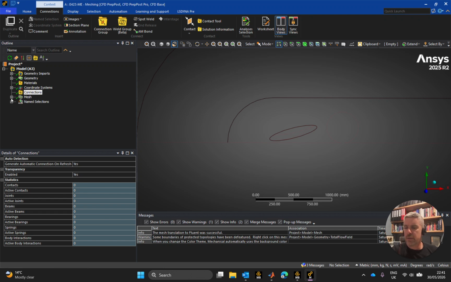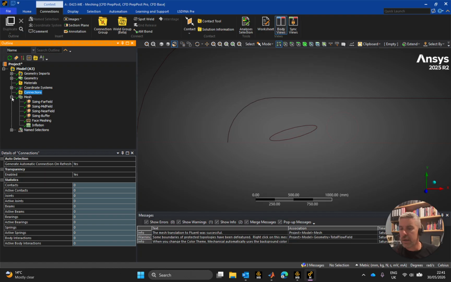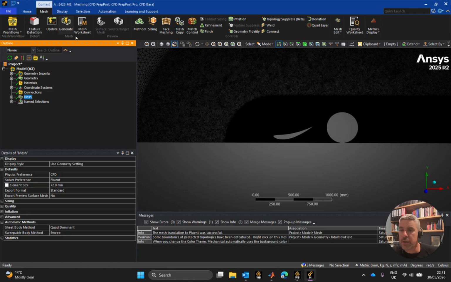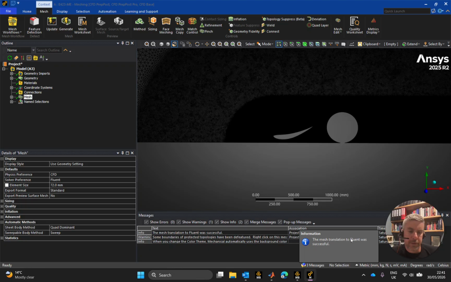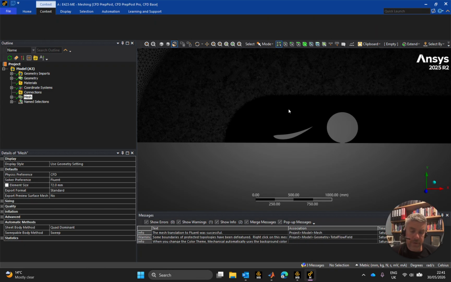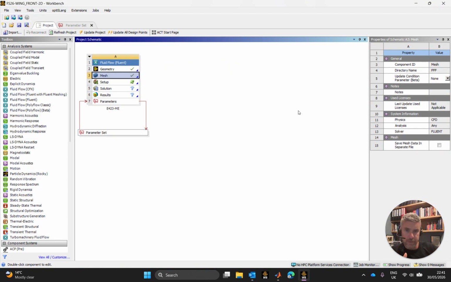Connections, so there are no connections effectively. The mesh is still all there, but what I do need to do now is come into mesh and update that. So I'm going to send this down to Fluent. Mesh translation to Fluent was successful. So hopefully whenever I look at my boundary conditions, I'll not see any interfaces other than the interface that I want to see, which is between the near field meshed face mesh and that buffer region.